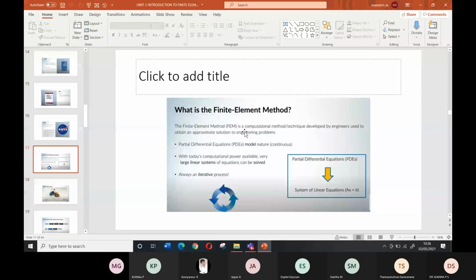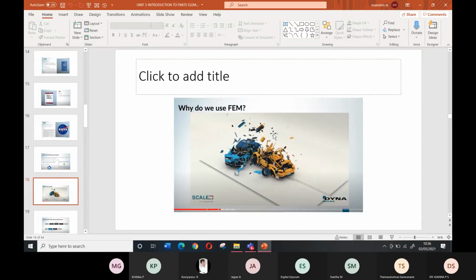The finite element method is a computational method developed by engineers used to obtain an approximate solution. This is not the exact solution, but if you are making many nodes, if the number of nodes is more, then you can get the exact solution. That's the meaning. So finite element is a computational method to find the approximate solution of an engineering problem. That's the meaning of FEM.